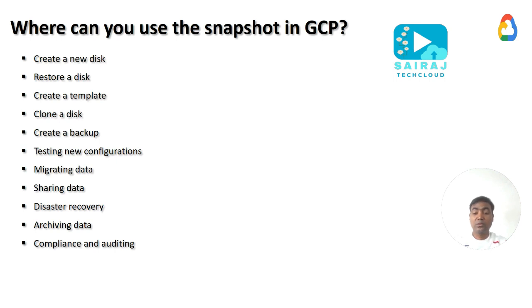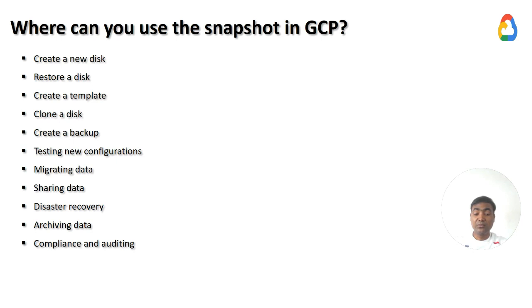You can clone a disk from a snapshot. This is useful if you want to create a copy of a disk. You can create a backup of a disk to a snapshot. This is useful if you want to have a backup of your data in case of disaster.